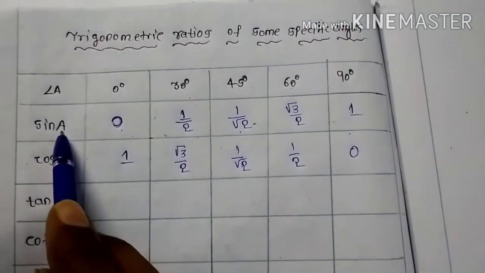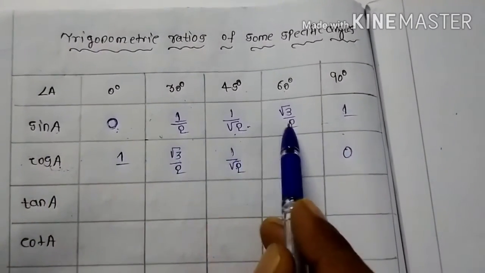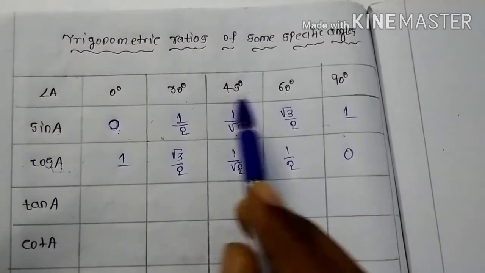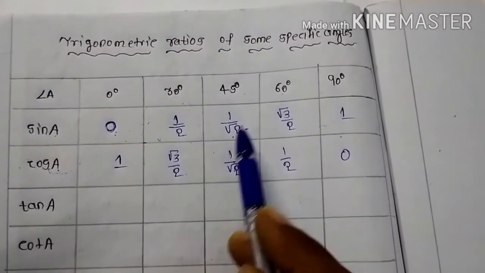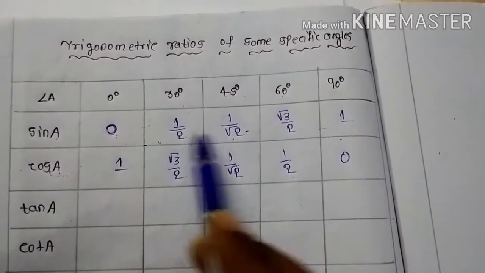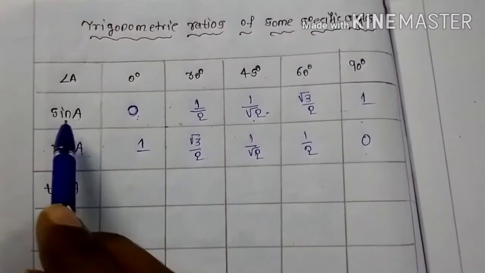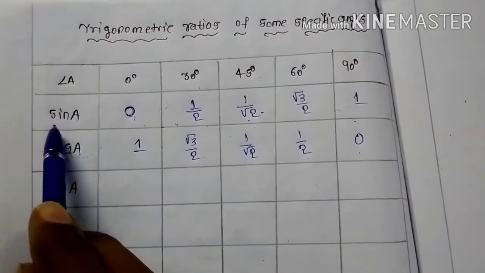See here, if you know sin values 0, 1 by 2, 1 by root 2, root 3 by 2, 1, just you can rewrite it from the reverse order. See, 1, root 3 by 2, 1 by root 2, 1 by 2, 0. Yes or no? If you remember just the sin A values.